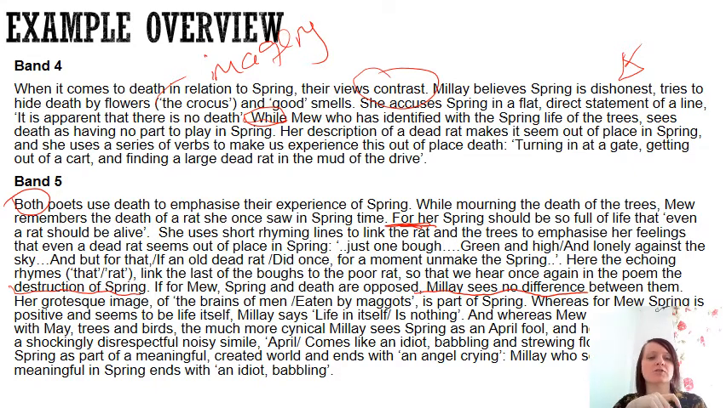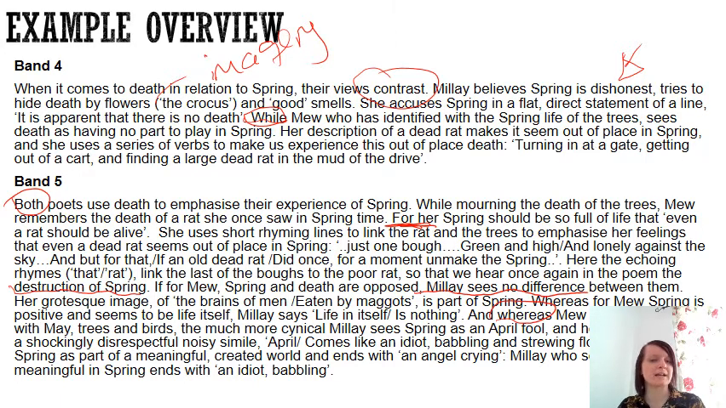Her grotesque image of the brains of men eaten by maggots is part of spring, whereas for Mew, spring is positive and seems to be life itself. Malay says life itself is nothing. And whereas, and again, use of the connectives here, okay, and the comparisons, whereas Mew equates spring with May, trees and birds, the much more cynical Malay sees spring as an April Fool, and the poem ends with a shockingly disrespectful, noisy simile. April comes like an idiot, babbling and strewing flowers.